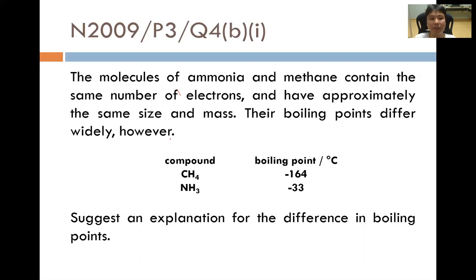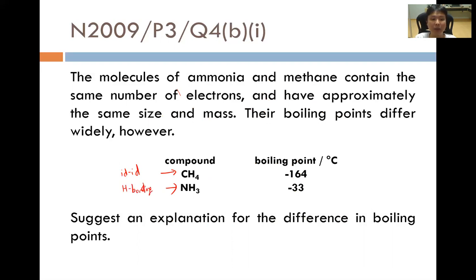However, their boiling points differ widely. Methane's boiling point is -164, whereas for ammonia, the boiling point is -33. So we need an explanation for the difference in boiling points. Since ID-ID interactions are not a differentiating factor, consider CH4: the molecule is tetrahedral in nature, and there are no polar bonds, so this is only ID-ID interactions. Whereas for ammonia, there's a H bonded to N, and hence this operates through hydrogen bonding.